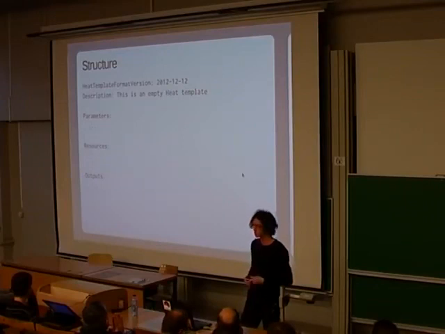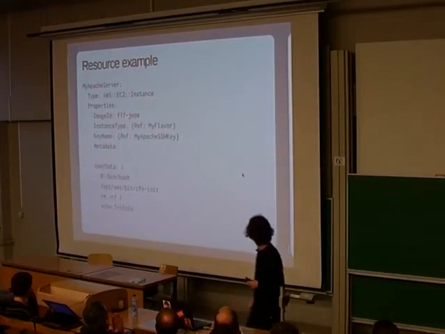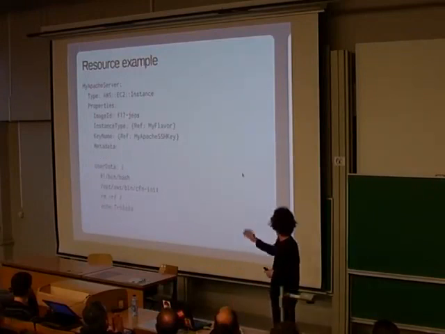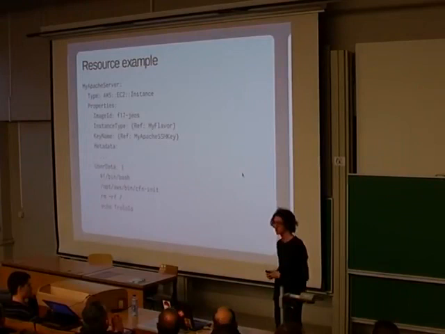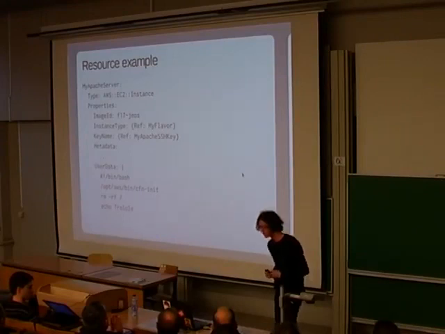So things such as IP addresses that you don't know in advance. Here's an example of an instance. Each resource has a type. So here you can see this is sort of a remnant of CloudFormation. We're going to change that a bit, but we still want to maintain the backwards compatibility.